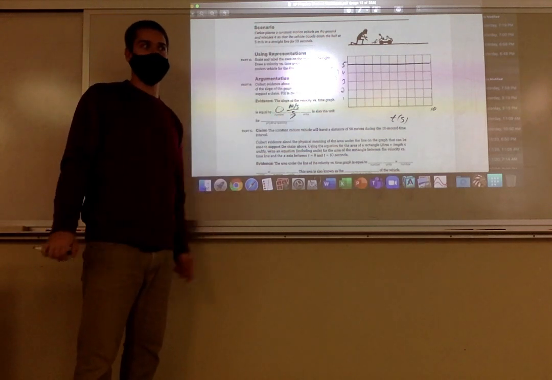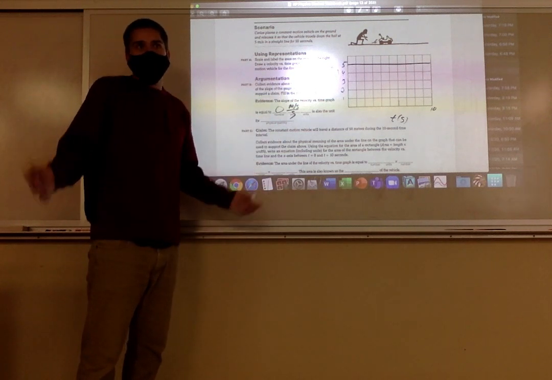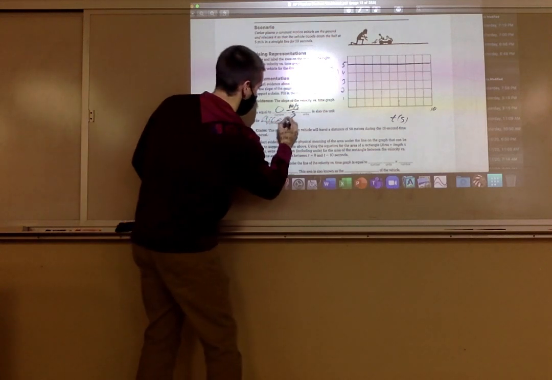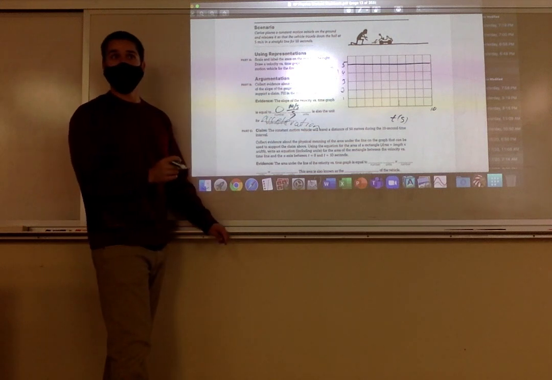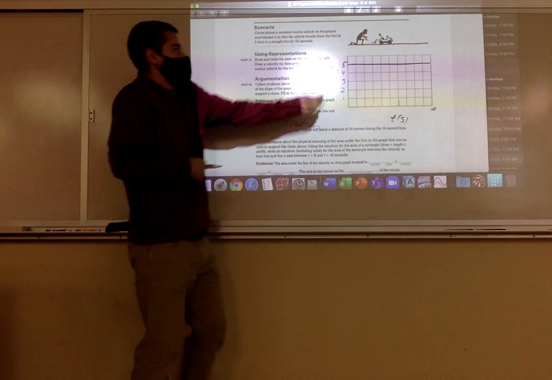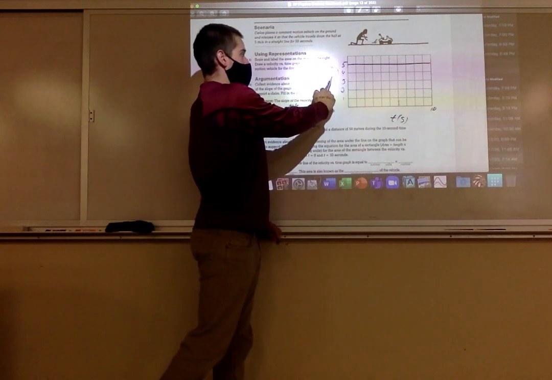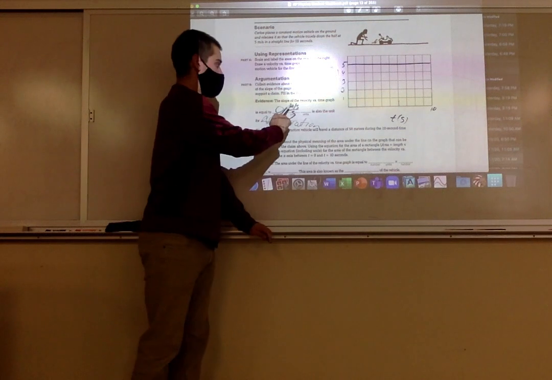The slope of a velocity time graph tells you how the velocity changes over time. What is that? Yeah, acceleration. Right? Acceleration is how the velocity changes over time. Well, that's what the slope of a velocity time graph is. How does this line change over time? And it's meters per second.